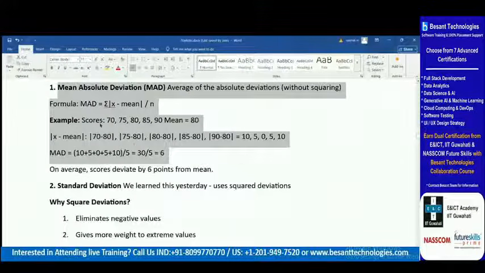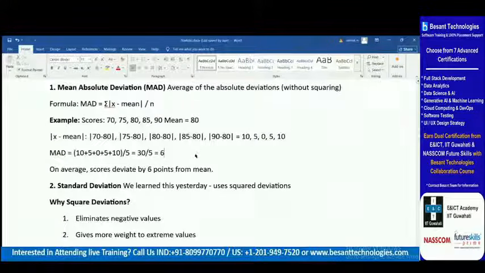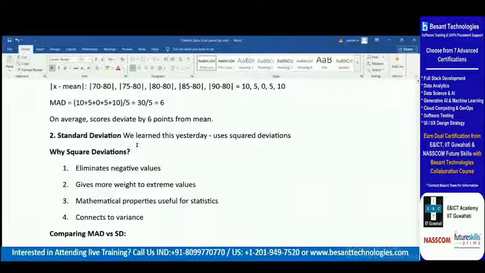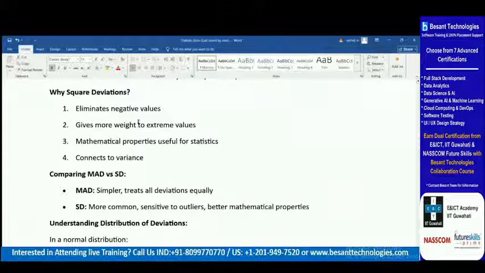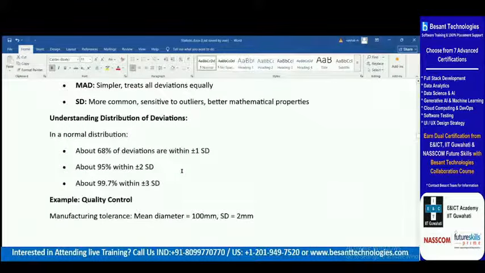But sometimes you cannot use this mean absolute value. Why? Because with some data sets, these negative signs will be essential. So when you need accuracy, you cannot use this mean absolute deviation. At that time, you should go with standard deviation only. I'll tell you where you can use this. We are going to come to it next.